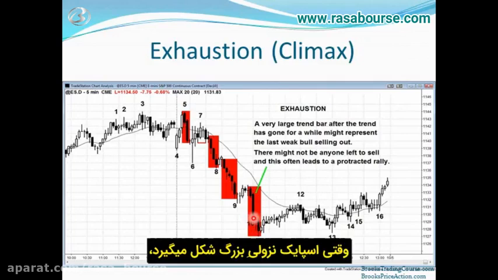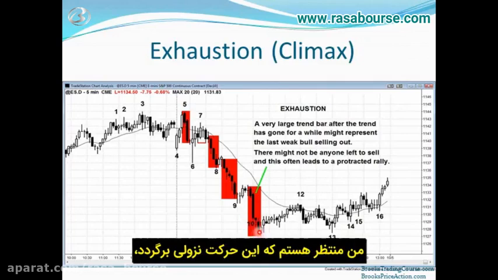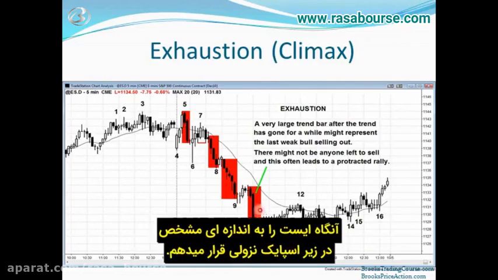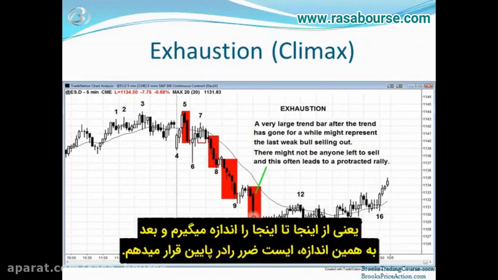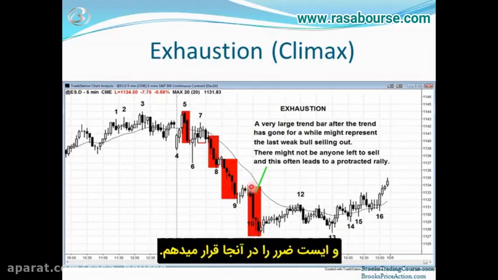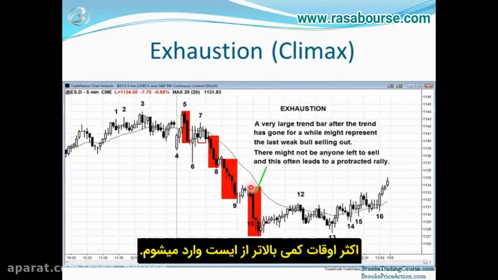Incidentally, by the way, when I have these big bear spikes, if I'm looking to fade the move, I'll usually place my stop at a measured move down from the bear spike. So I measure from here to here, and then put a protective stop that many ticks down. And a lot of times I'll scale in just above my stop level.